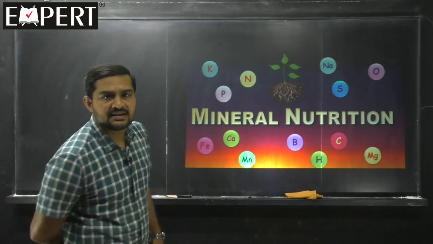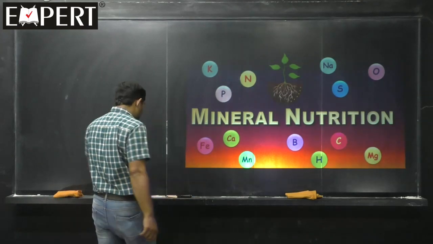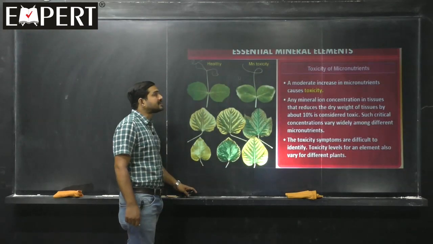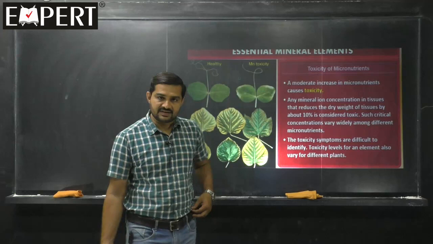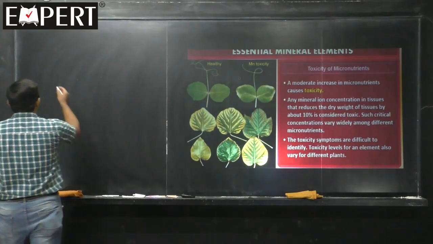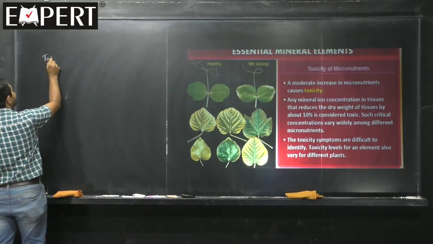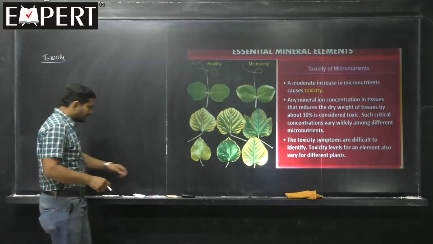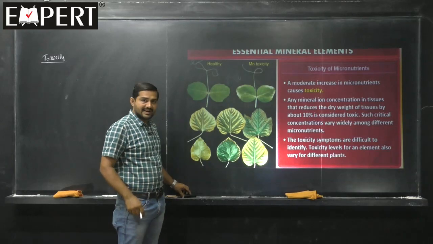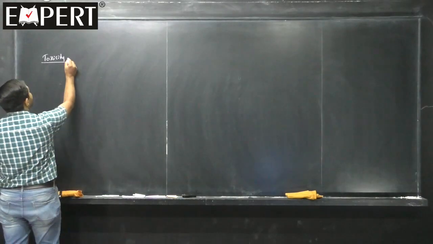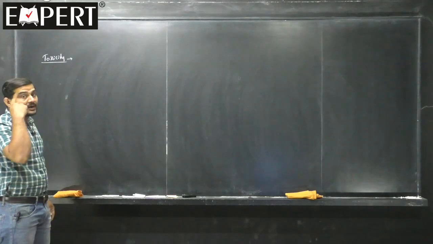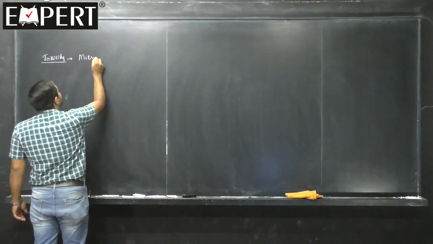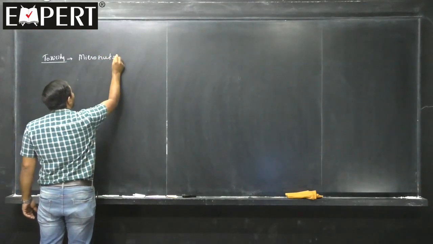Straight away we are beginning the chapter. Today's topic is toxicity of micronutrients. See carefully here, students, toxicity. We will go for the photograph later. This toxicity is with regard to micronutrients. That is very important.